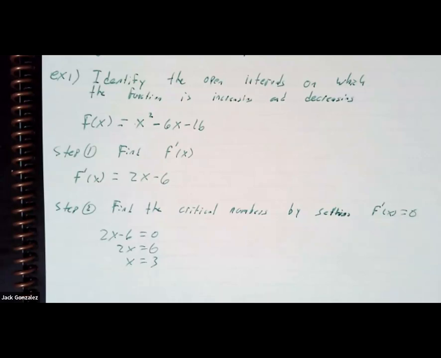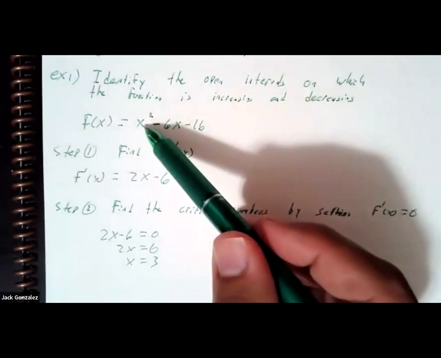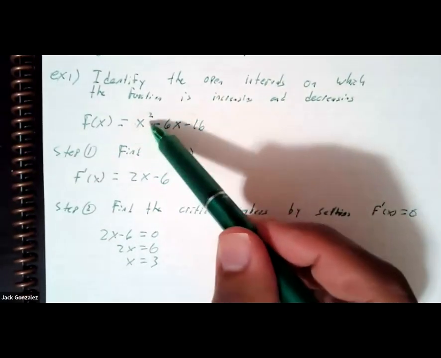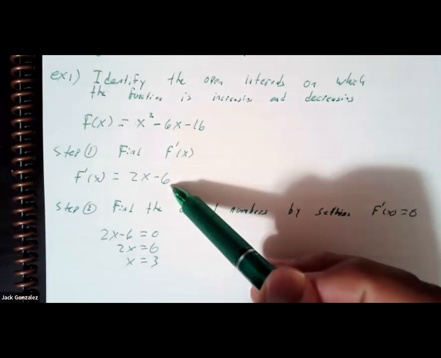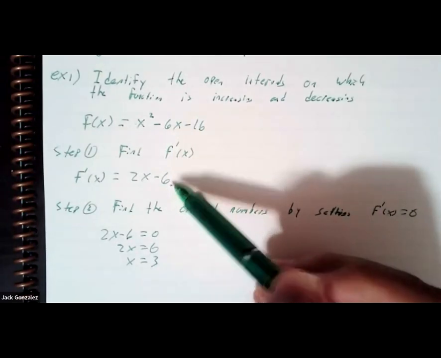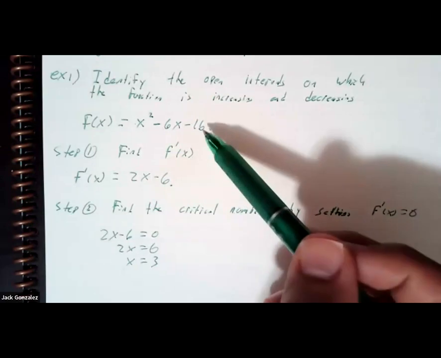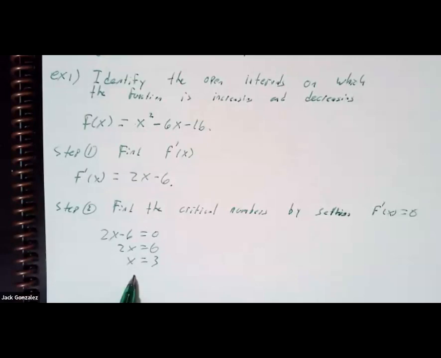Running out of space here. Go ahead. How do you get 2x minus 6? You do the power rule on the first one. Yes. So what's the derivative of x squared? 2x. That's where this comes from. Derivative of negative 6x is this guy. Derivative of 16 is 0. Okay. So just do a regular derivative on the original. Set that derivative to 0. Solve for x. That's the first 2 steps. Thank you.